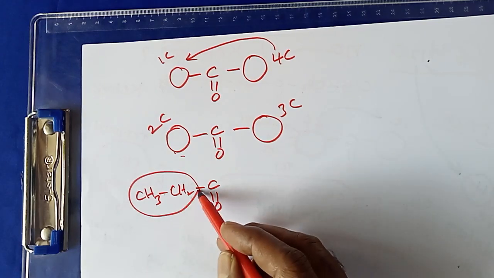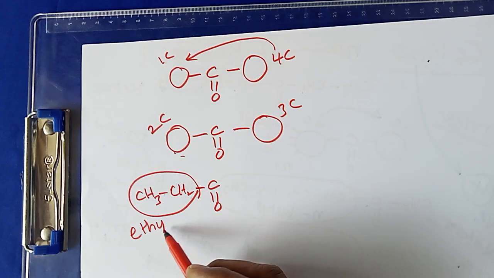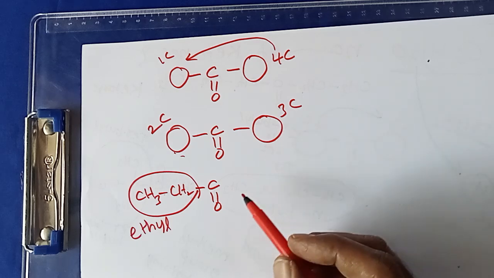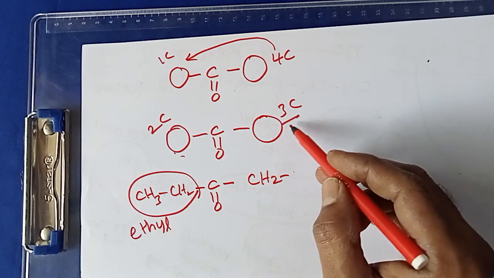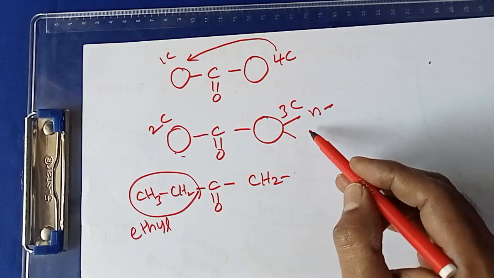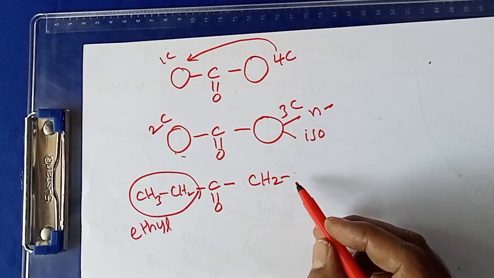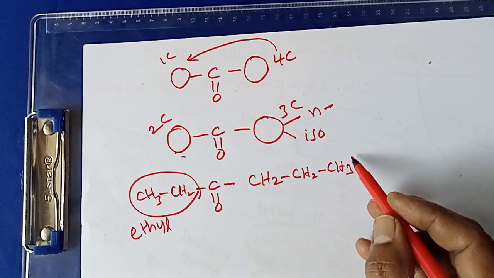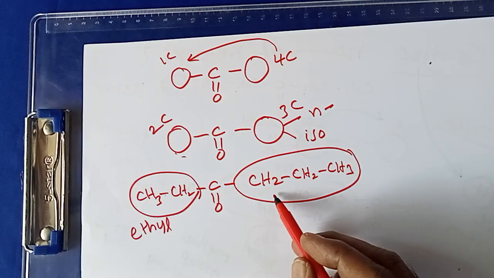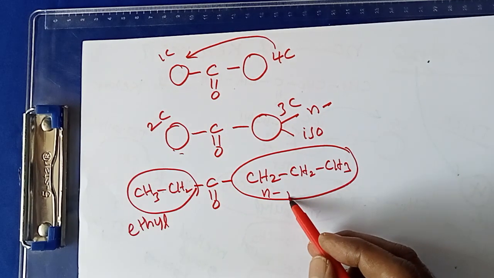Which group is this? Ethyl group. And the 3 carbon alkyl group: we know that 2 isomers only are possible. One is N-propyl, another is isopropyl. First I write down CH2, CH3. What is this group name? N-propyl.